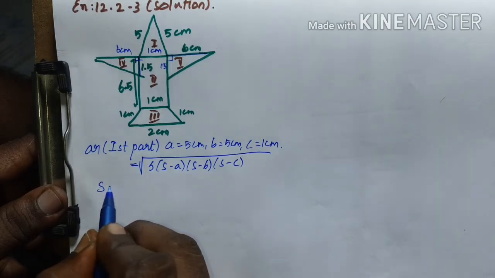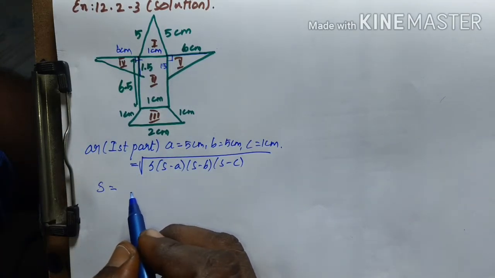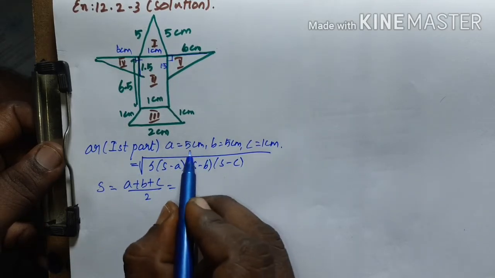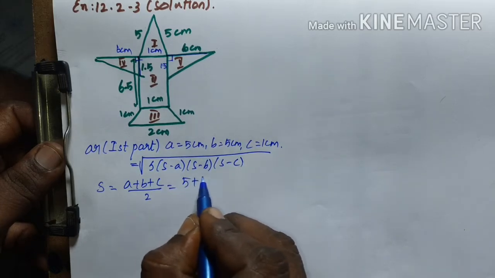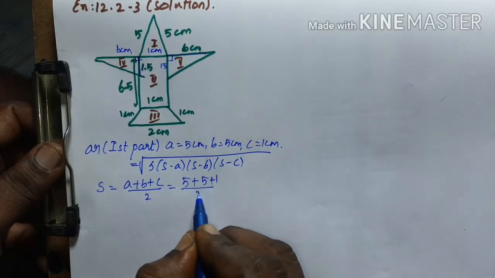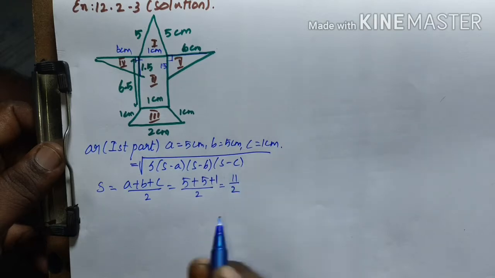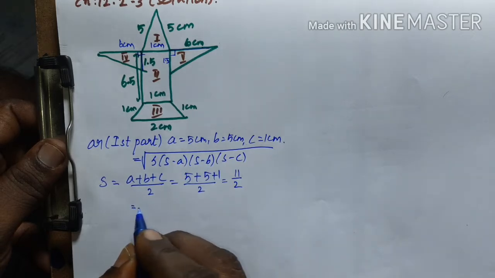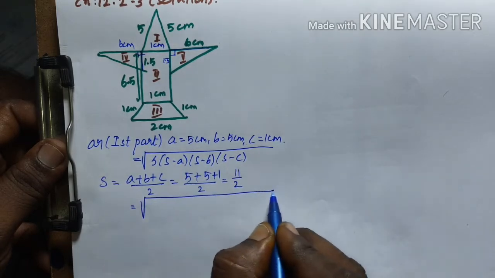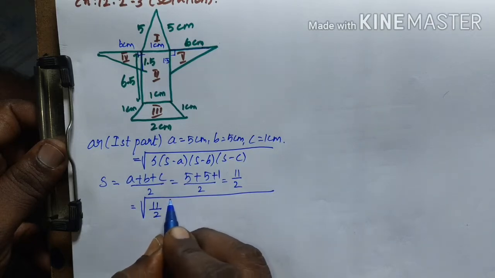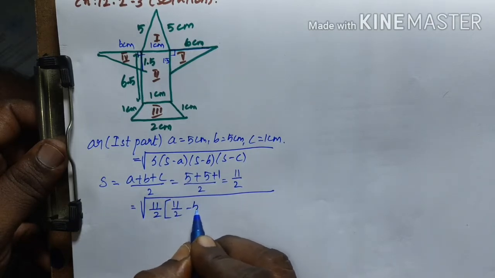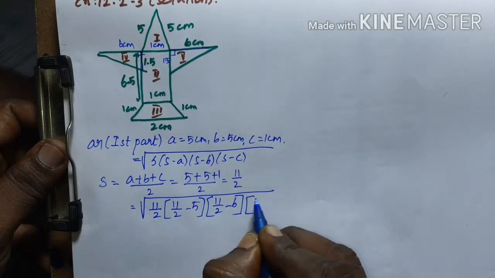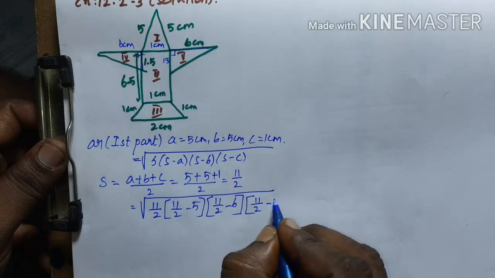And how to find the S value: you know that it is called half of the perimeter. So S equals A plus B plus C divided by 2, which is 5 plus 5 plus 1 divided by 2, which is equal to 11 by 2, and this is the value of S. Next, I am going to replace all the values in that formula. So the square root of S, which is 11 by 2, into 11 by 2 minus 5, and into 11 by 2 minus B, and then 11 by 2 minus C, where C is 1 centimeter.